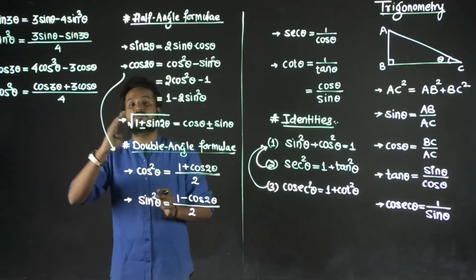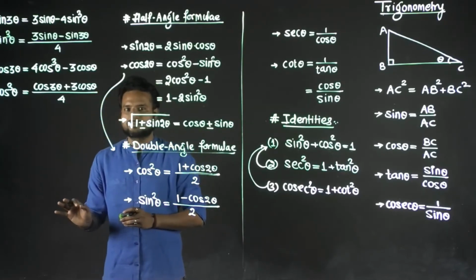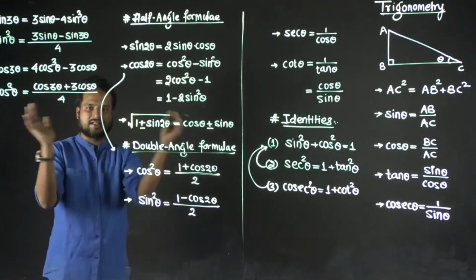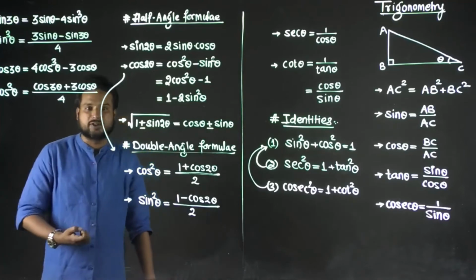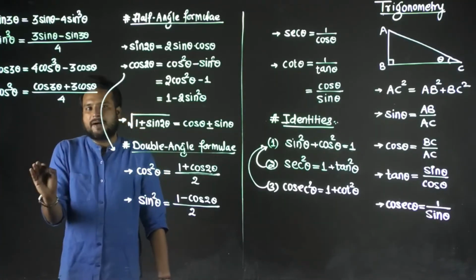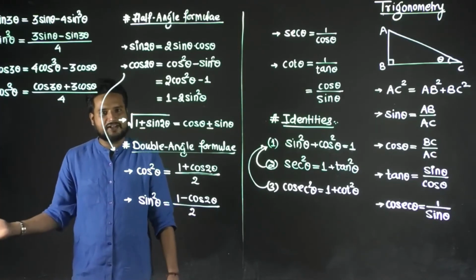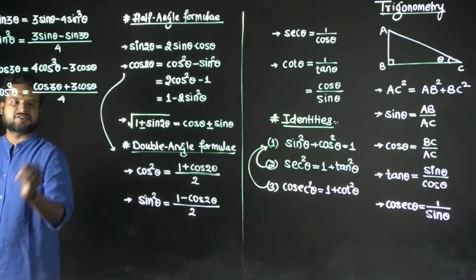If I have cos raised to 5, I can write it as cos cube into cos square. Cos cube, I will be using this formula. Cos square, I will be using this formula. I'll just open the bracket and we'll try to simplify. So what I want to tell you over here, remember only this and this. No matter what power of sine and cos you get, you can simplify that just by using these formulae. Clear? So I hope this concept is clear to everybody.